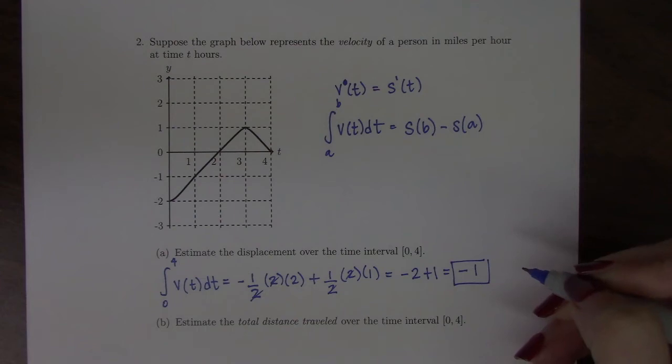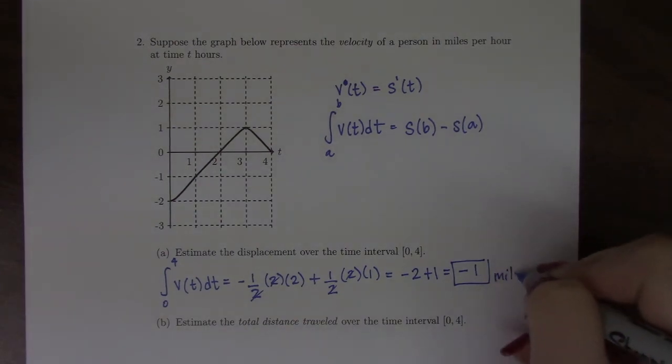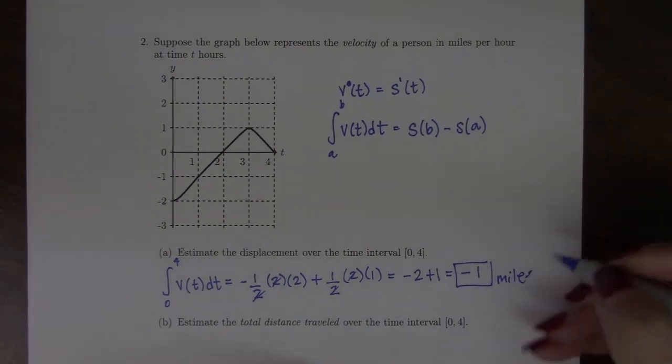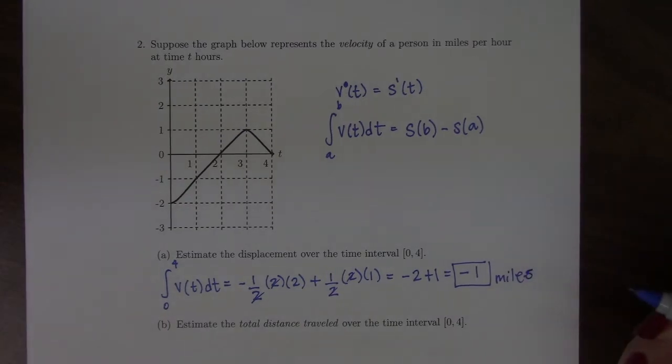So this particle went negative 1 miles. That could have been south or west. We don't know because we weren't given the direction of what is negative in this particular case. So we just know it's negative 1, whatever our coordinate system was.